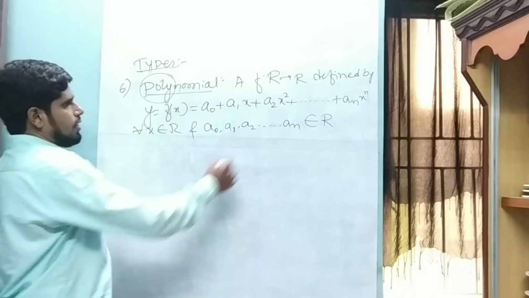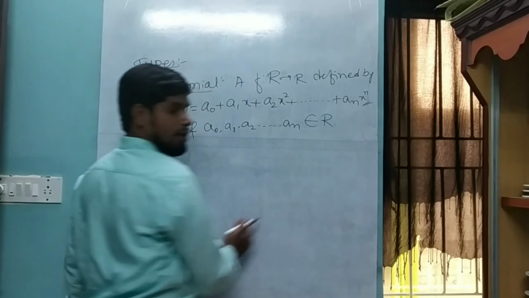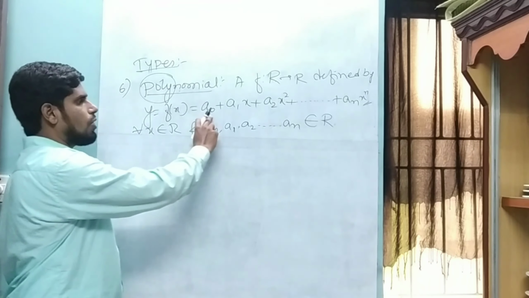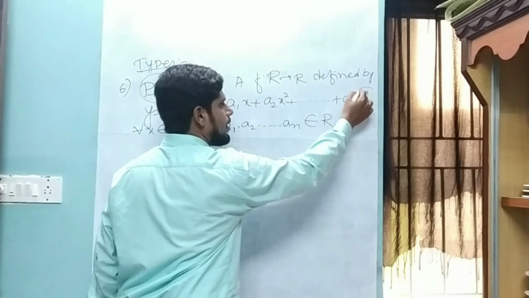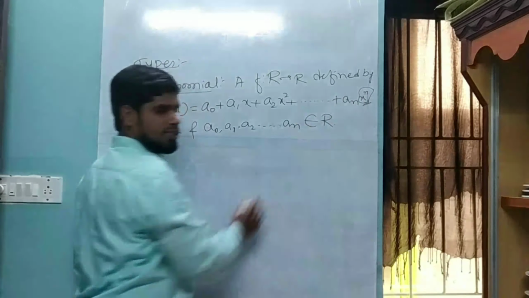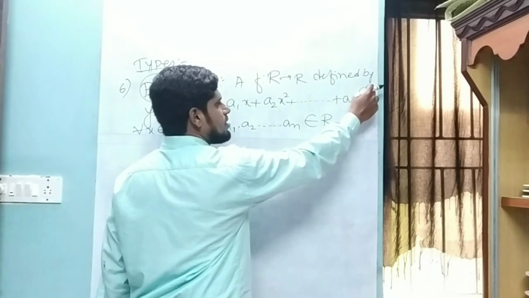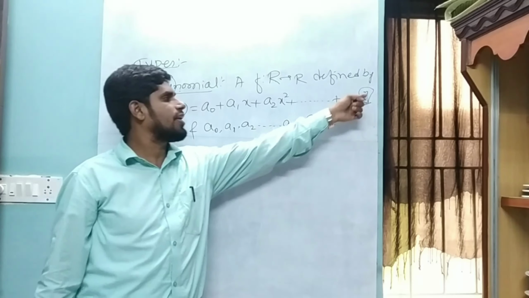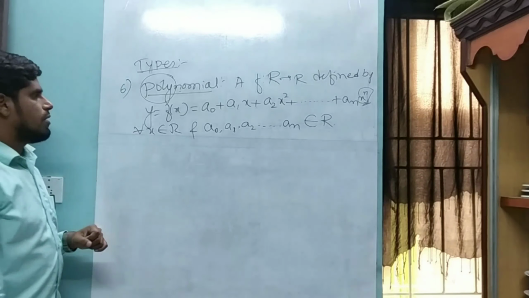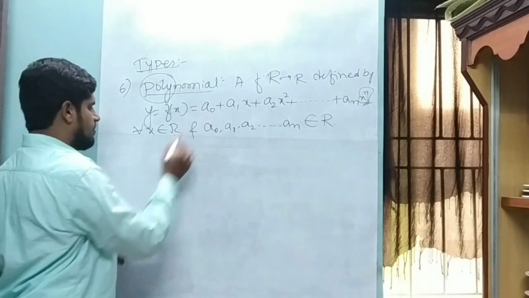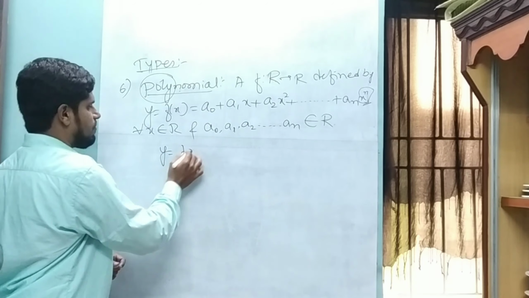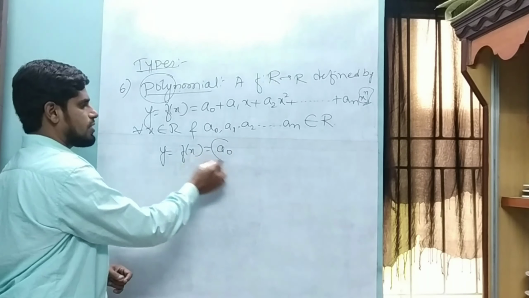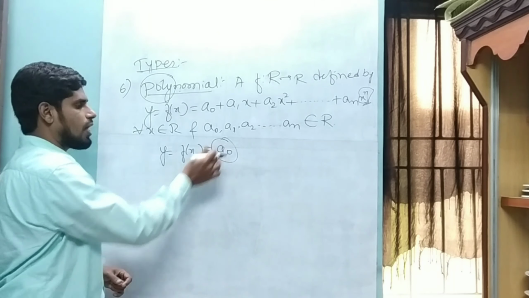And if it is up to n, then it has a specified name: a polynomial function of degree n. Why is it called degree n? Because the highest power of x is n here. What happens if I take just one term in this? If I take y is equal to f of x equal to just a naught, obviously it's a constant value. There is no x, so it is a constant function.